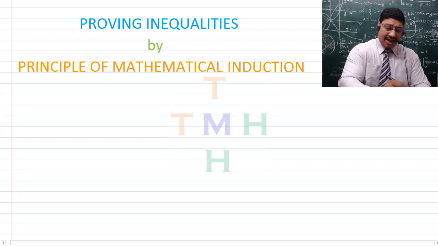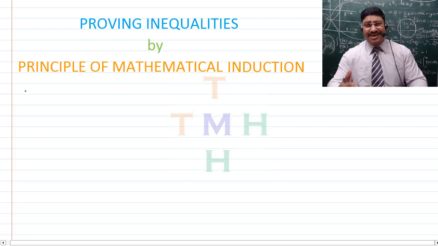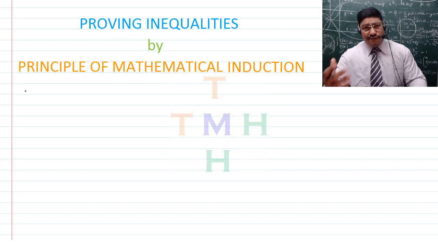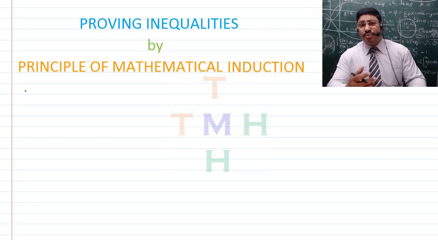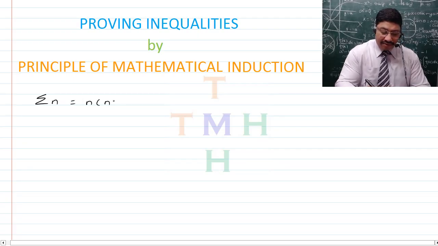The first thing that I'd like to tell you people is, when we talk about the principle of mathematical induction, it actually tries to prove some mathematical statement. Now a mathematical statement is a formula or an identity. That means it's an equation which is true for every value of the variable. For that matter, say we talk about sigma n, then sigma n is equal to n times n plus 1 divided by 2.